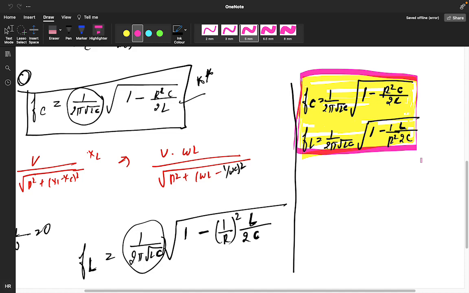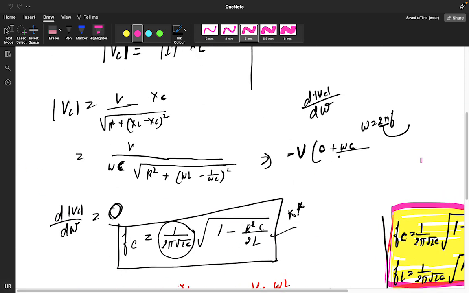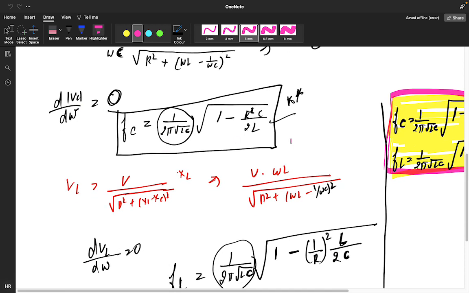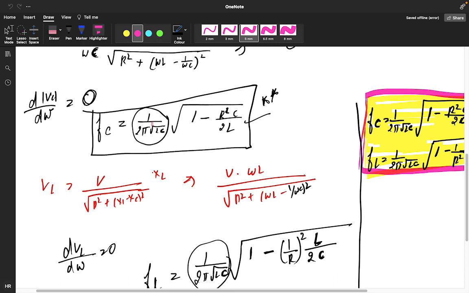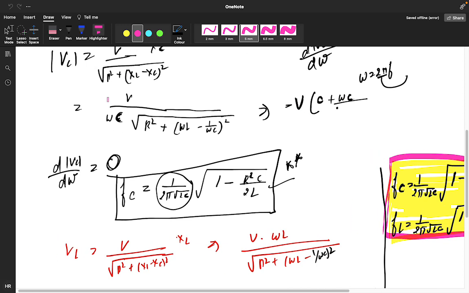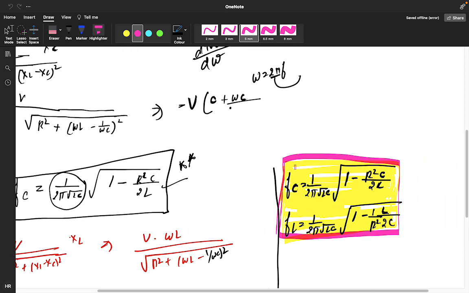Okay, Priyanka. You understood now these derivations, how this equation is coming. We have to equate dou Vc by dou omega to zero, then only it will come. So just revise this formula, you need to mug up this formula, because if you do the derivation it will take a lot of time for the differentiation. This formula you just have to remember. For resonance this is very important.